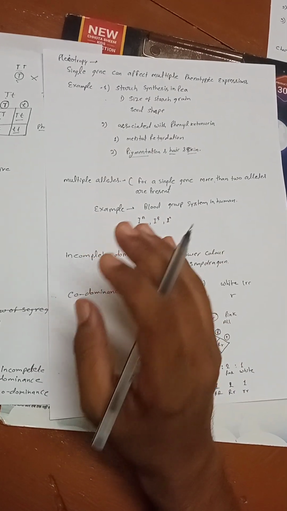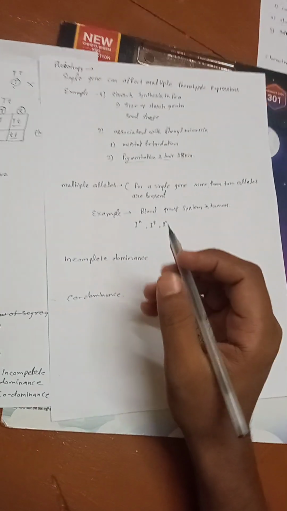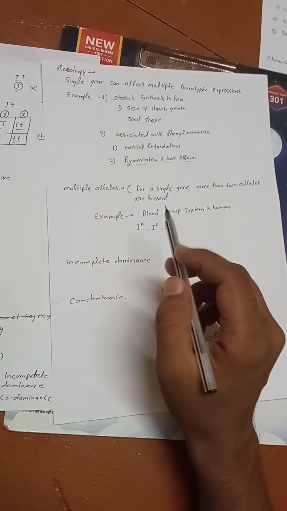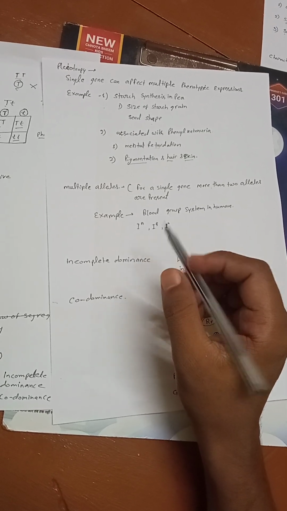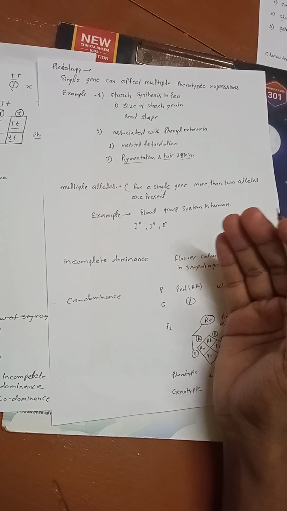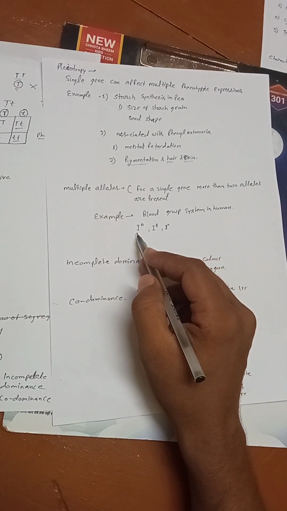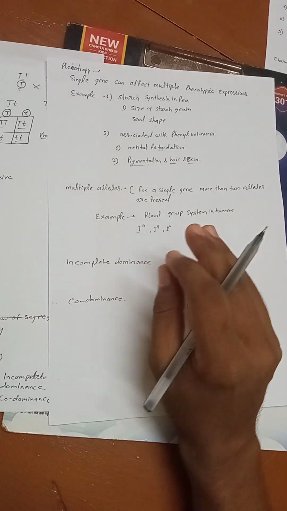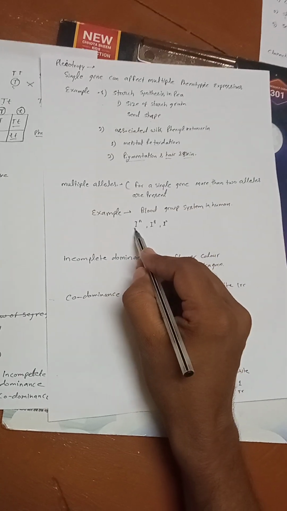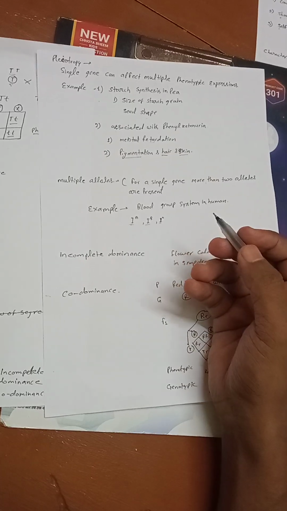The second proposition is that every factor occurs in a pair. The exception to it is multiple allelism. What does multiple allelism say? For a single gene, more than one allele is present. The example is the ABO blood group system in human. The human ABO blood group has three alleles: IA, IB, and i, that is I naught.